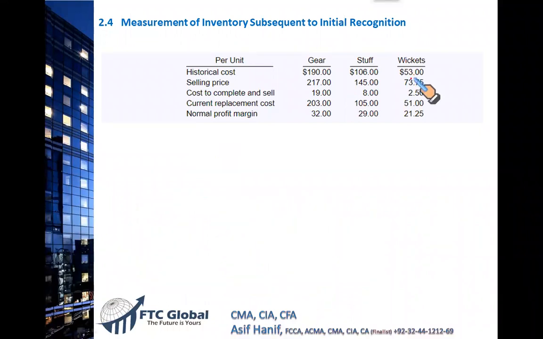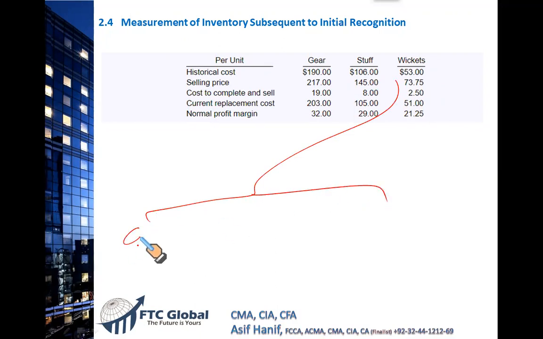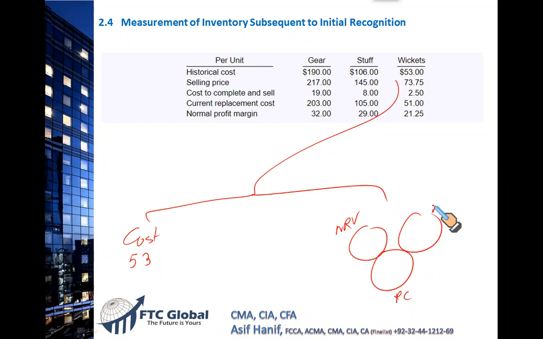Let's see what is the situation for wickets. For wickets, you keep your cost on one end, which is 53. You keep these three bubbles on the other end: one is the NRV, the other is the replacement cost, and then NRV minus normal profit margin.